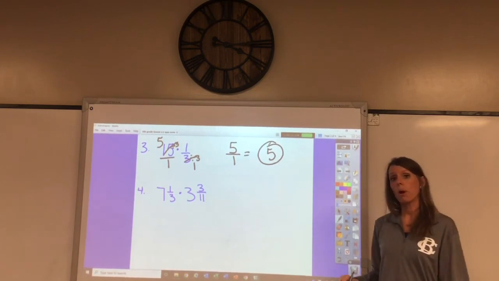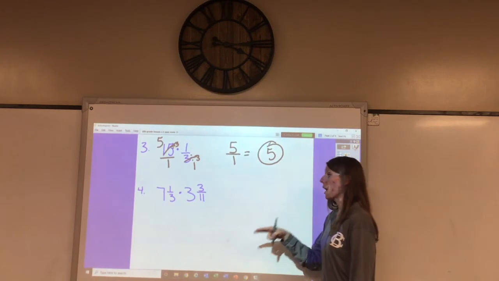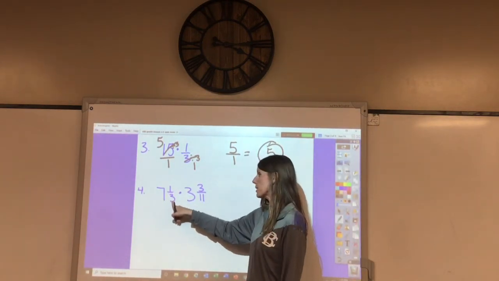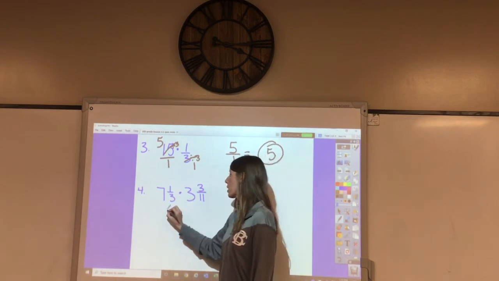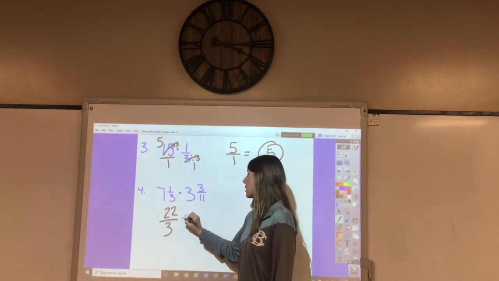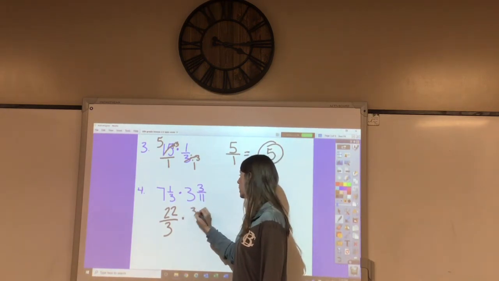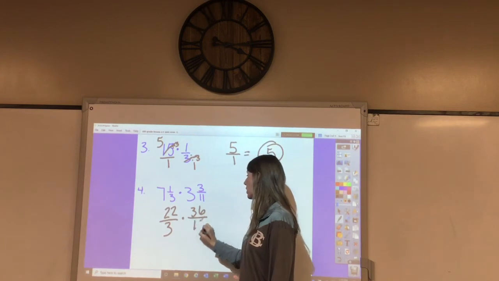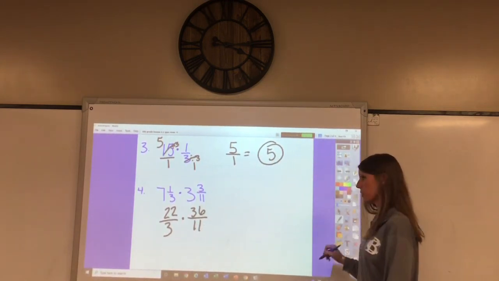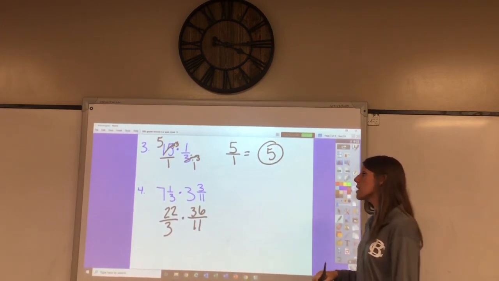We know we need to make them improper, so we need a big number times bottom plus top, or the whole number times the denominator plus the numerator. So 3 times 7 is 21 plus 1 is 22 over 3, and 3 times 11 is 33 plus 3, 36 over 11. Now, this is definitely one I would want to cross reduce on because the numbers are kind of big. I don't know about you, but I don't know 22 times 36 off the top of my head. So I'm going to cross reduce.